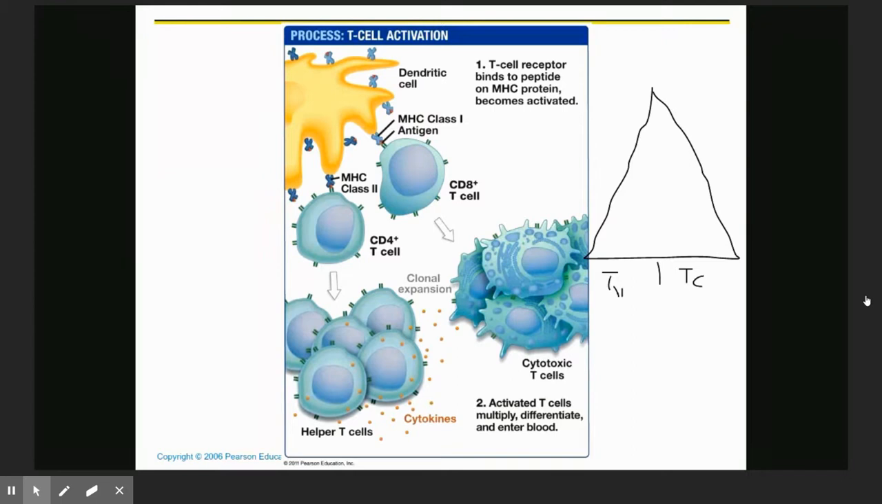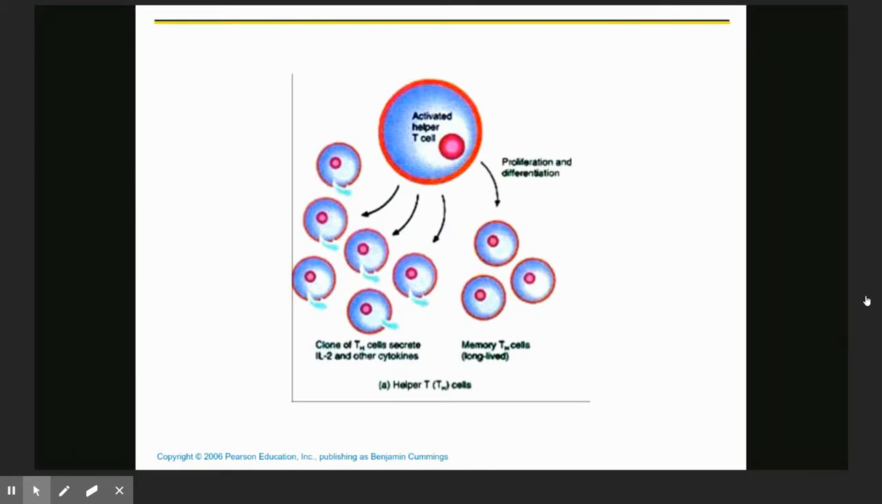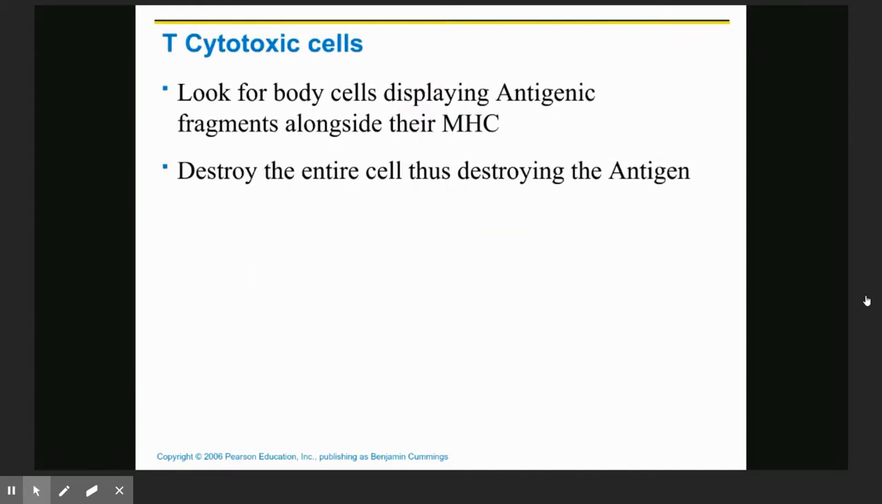The T helper cells go out, and they help B cells, and they help other things. They help T cells to activate. Well, T cytotoxic cells are going to go out and kill. So there's the T helper cell. There's those clones. And then T cytotoxic cells, when you look at them, remember this word means cell poison. They're killer cells. And they're going to go out and kill these entire cells.